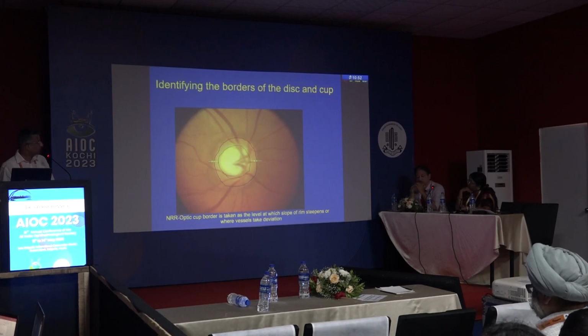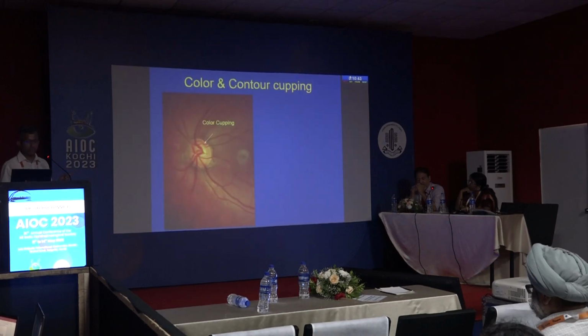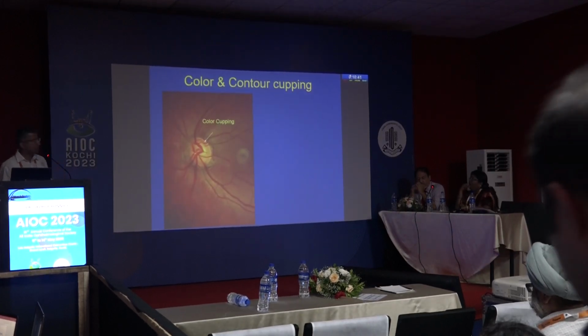Now you assess the borders of the cup by looking at each area where the vessel is bending. It's important that you look for that. Don't look at the white area in between and think that is a cup, because if you look at this disc, where do you think the cup is?